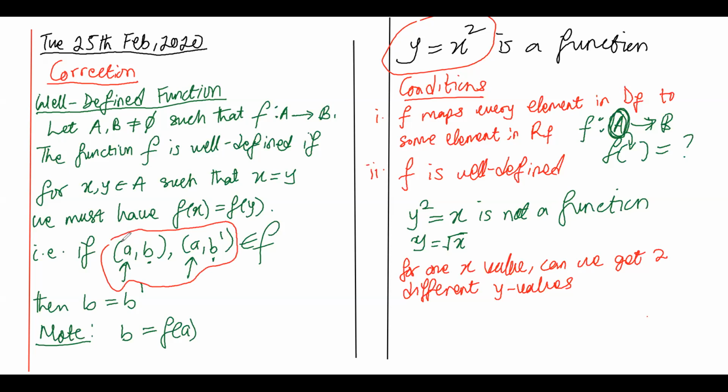If you have the same x and you have 2 different y, those 2 must be the same so that this is not different. But in this case, 9, 3 and 9, -3 actually belong to f. And we know that even though 9 and 9 are the same, 3 and negative 3 are not the same. So f is not well defined. Any questions?